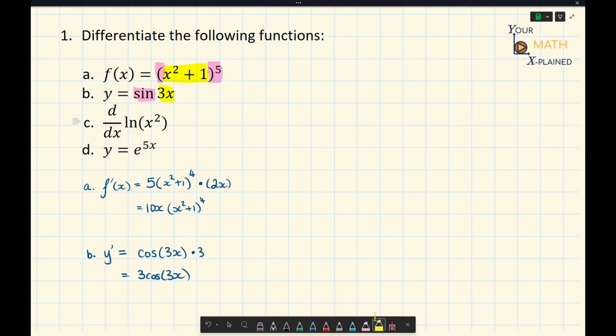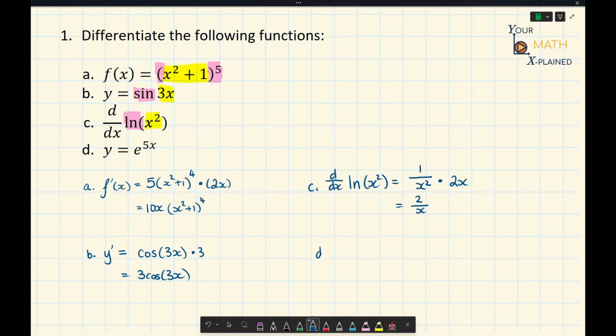For part C, our inside function is x squared, and our outside function is the natural log. So therefore, d by dx of ln of x squared is going to be equal to, the derivative of a natural log is 1 over the argument, and the argument here is x squared. Then we're going to multiply this by the derivative of the inside function. So the derivative of x squared is 2x. So therefore, this is equal to 2 over x.